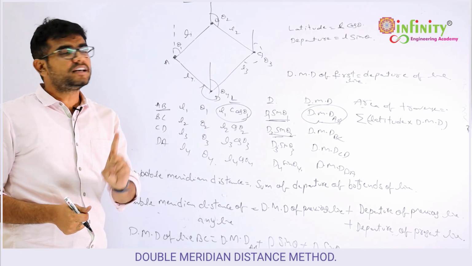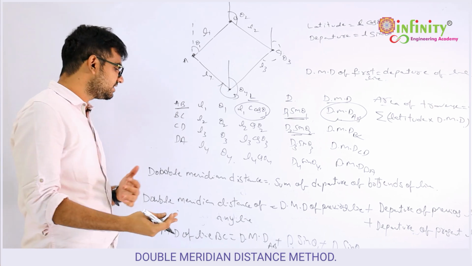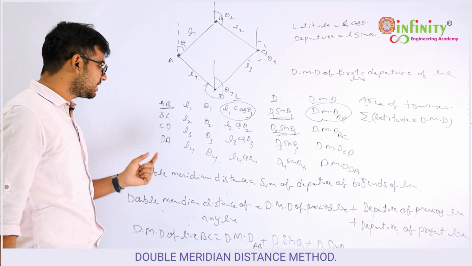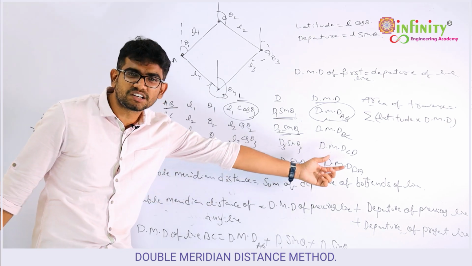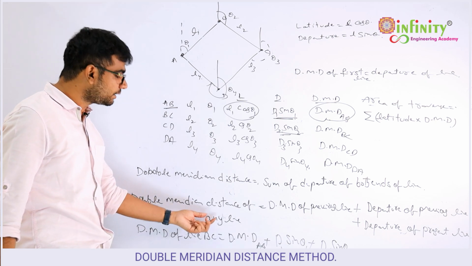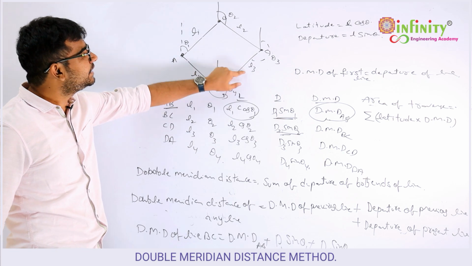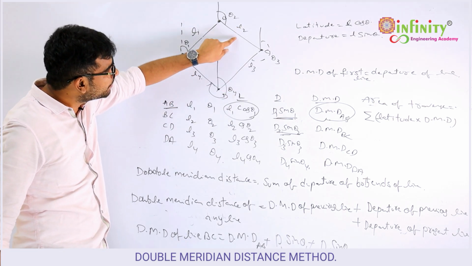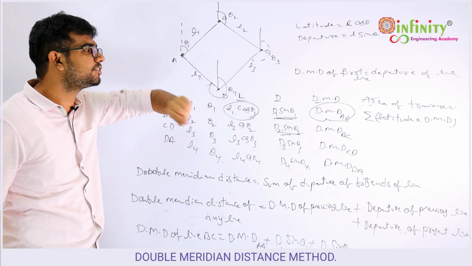Based on this method, questions can be asked like this. First, they can ask what you mean by DMD, which is the sum of the departures of both ends of the line. And they can ask what the formula is to determine the DMD of any line. The DMD of any line is DMD of the previous line plus departure of the previous line plus departure of the present line. That is one kind of question.